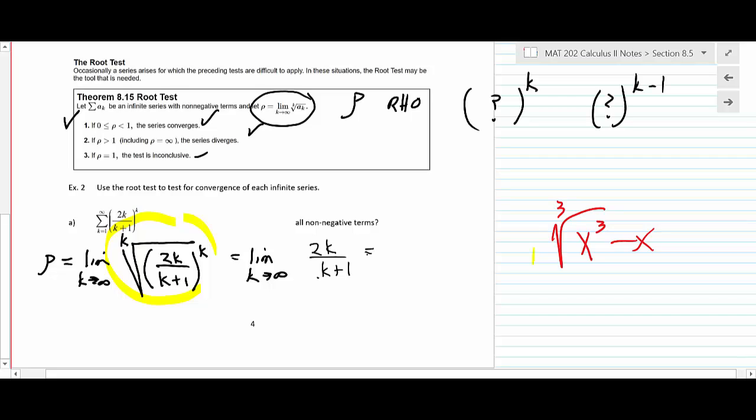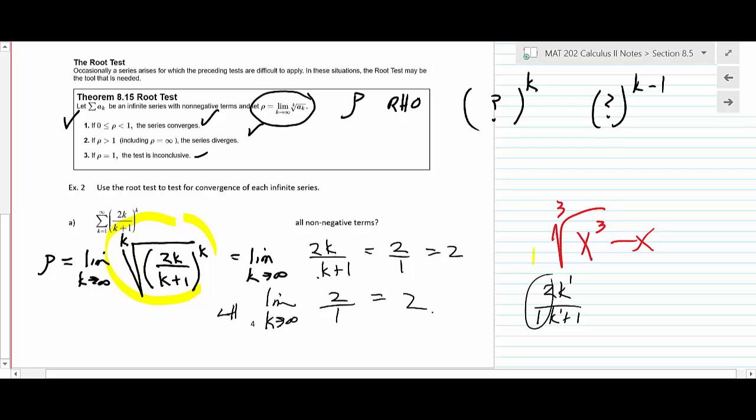2. How do you know it's 2, by the way? You can think of the degree of the top and the degree of the bottom as the same. Since the degree of the top and bottom are both 1, there's your answer right there. That's like a horizontal asymptote, so it's equal to 2. You could also use L'Hopital's rule. As k goes to infinity, the derivative of the top is 2 and the derivative of the bottom is 1, so you get 2. So don't forget about L'Hopital's rule. It comes in handy. So we have that the limit is equal to 2.